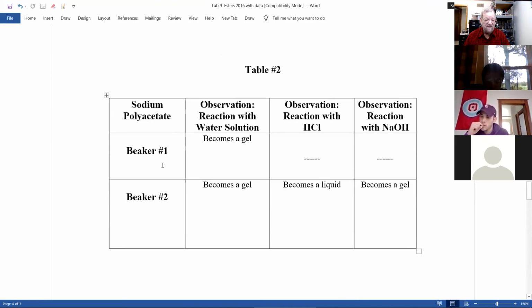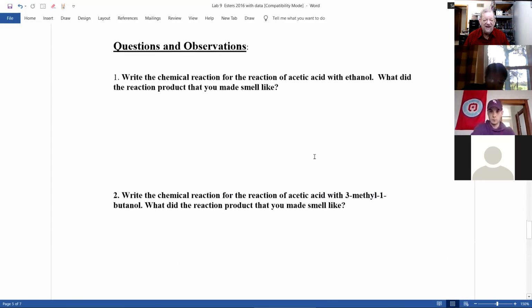Well, the first beaker was just the water and the sodium polyacrylate, and it becomes a gel. That's how it absorbs moisture in a diaper. By the way, urine is mostly water, if you weren't familiar with that. And that's what this absorbs. Now, the second beaker, you have the water, you get this gel. Now you're going to add HCl. Ooh, it becomes a liquid. I wonder what's not hydrogen bonding. And then you'll add base again, and it becomes a gel. I wonder what's now hydrogen bonding. And that's today's lab. And here are the questions.